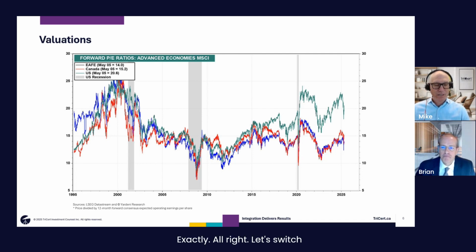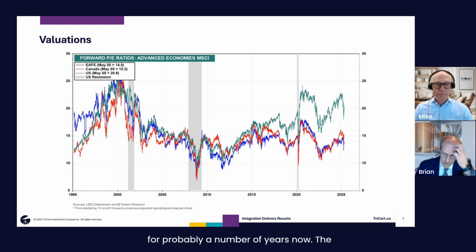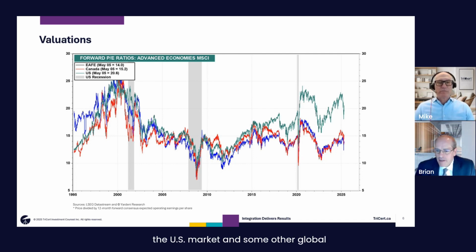Exactly. All right, let's switch gears and move over to equities and start with valuations and comparing between the different geographies. Sure. Yeah, this has been almost a continuing trend for probably a number of years now. The difference in valuations from the U.S. market and some other global markets, and in this case, we're showing Canada and the EAFE markets, which is basically Europe, Australasia, and the Far East.